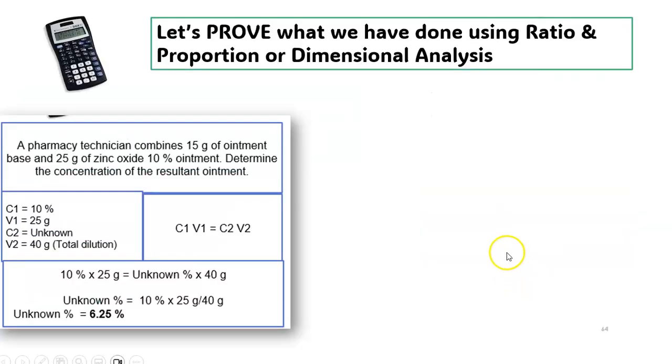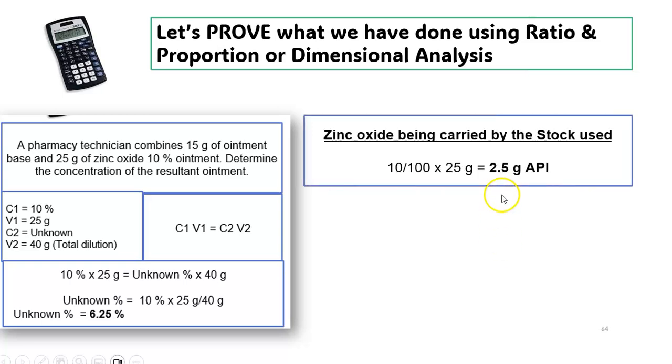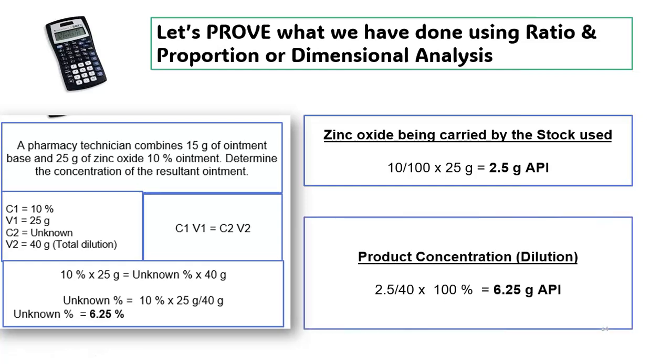Now, let's look at it again. I like to prove what I've done. It makes me confident when I leave my assessment or prepare my lecture notes for you. So let's go. Zinc oxide being carried by the stock, it's 10%, which means 10 over 100 times 25 grams, means 2.5 grams of zinc oxide is being carried by that aliquot of stock being used.